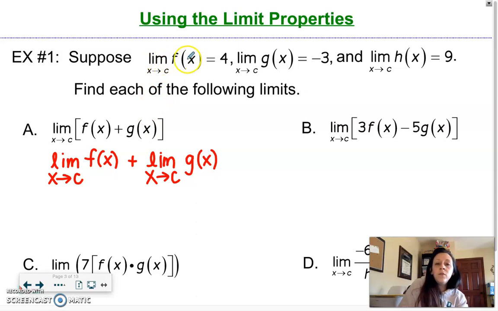Now, the information at the top is already giving you the numerical values of those limits. Where last section we would go to a graph, find the limit up there, and answer it that way, these answers are given. So what is the limit as x approaches c of f of x? It's 4, says it right here. So this is equal to 4.